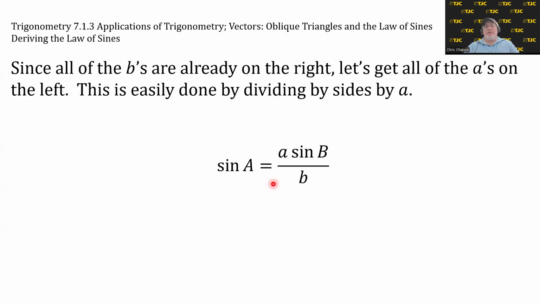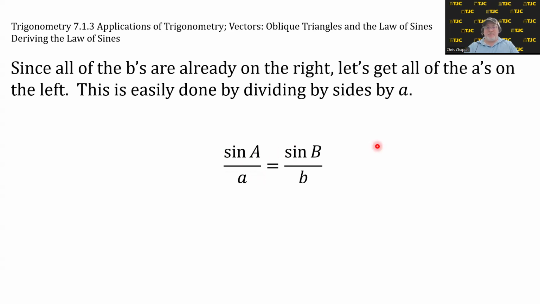Now notice all the B's are already on the right. Sine of angle B on top, side B on the bottom. So we're going to get all the A's on the left, and we can do that by just dividing both sides by side A, lowercase a. That will cancel the A on the right and put it underneath sine of A on the left. This looks much better. Sine of A over A equals sine of B over B.